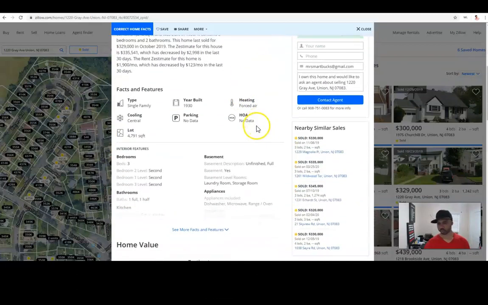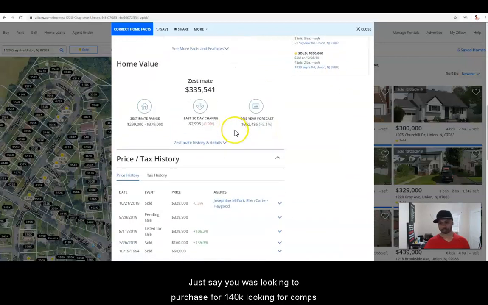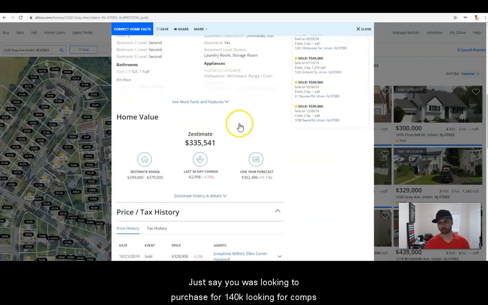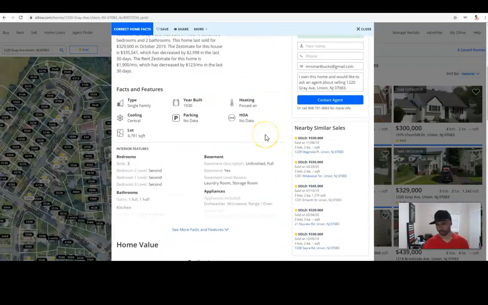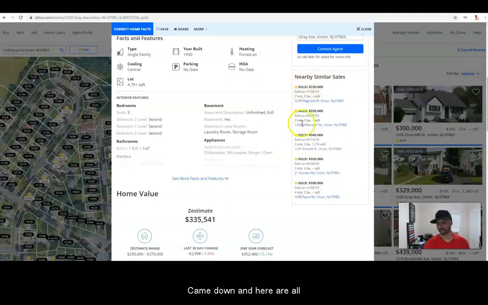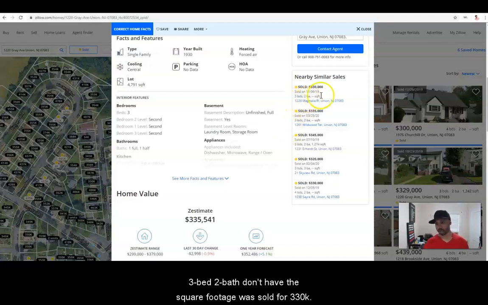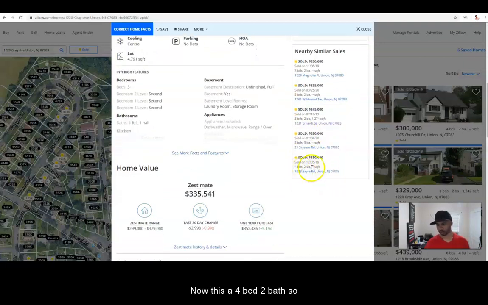So what you would do is, just say you were looking to purchase for 140, you're looking for comps. You found a house that sold for 329, and you came down, and on the side it has properties that have been sold. 3-bed, 2-bath, don't have the square footage, was sold for 330. This sold for 335. This sold for 345. This sold for 320 and 330. Now this is a 4-bed, 2-bath, and this is a 3-bed, 3-bath.